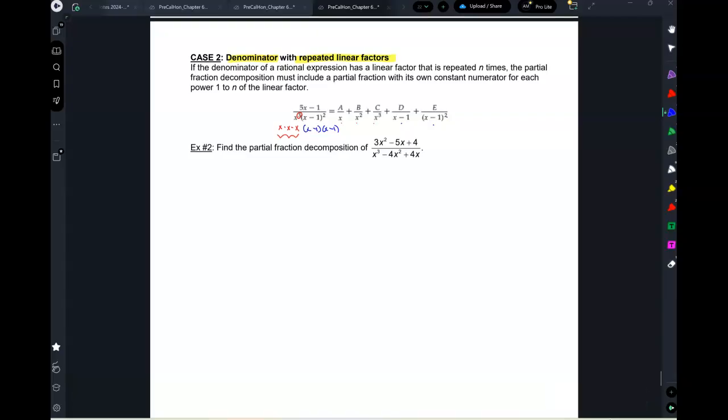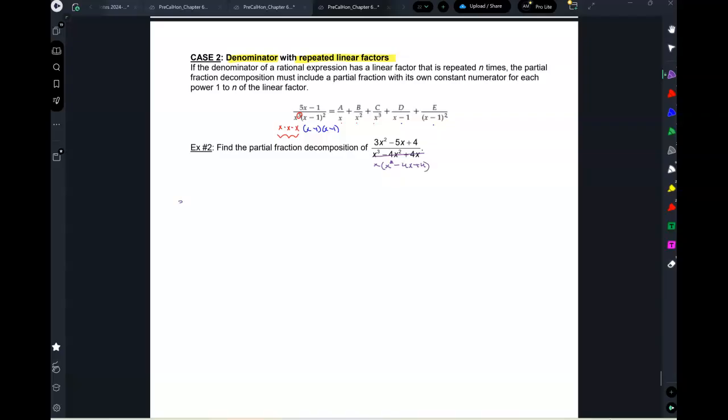So why don't we do this one? Then bear with me, and you'll see the difference for when the denominator is not linear. So here, let's factor this. First, I can take out an x.